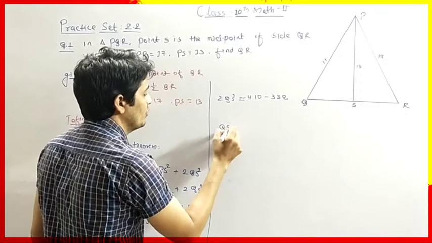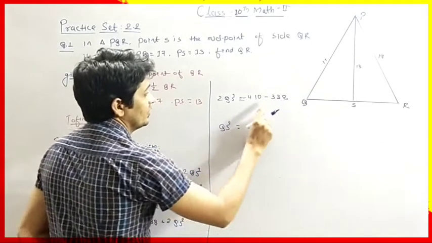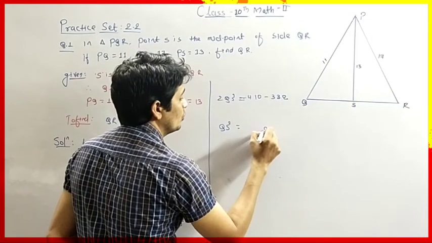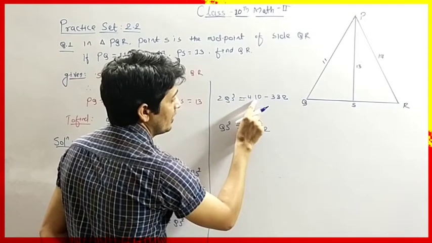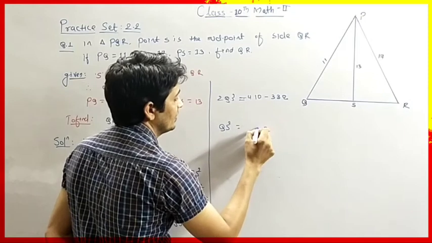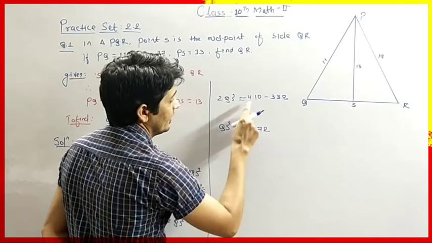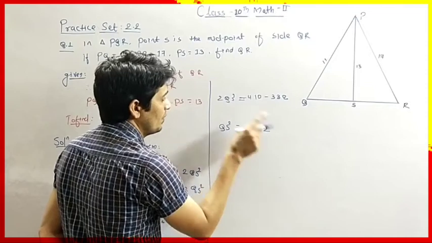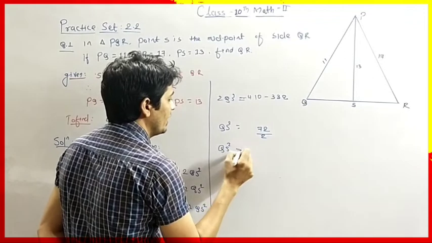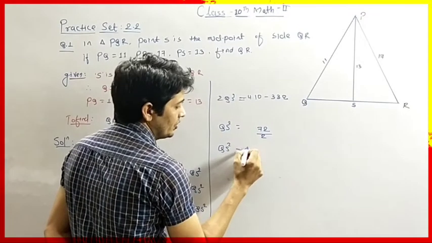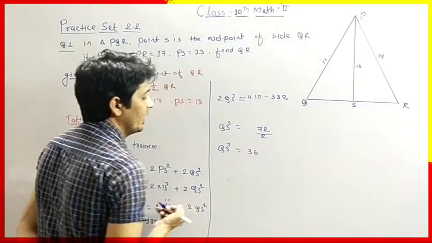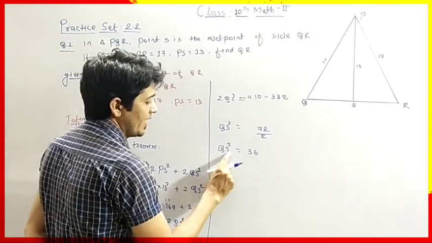So here we have to write QS square equals to, see this is nothing but 410 minus 338. 10 minus 8 is 2. Then here will remain 0, will become 10. Then 10 minus 3 is 7. Here 3 and 3 is 0. So 72. See 2, we are transferring this to another side, so will come in divide form. So QS square equals to 72 divided by 2, which is 36. So QS square equals to 36.